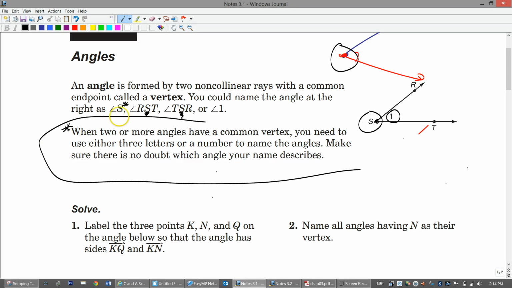But this right here is a description of why you typically can't use just the vertex to name the angle when there's more than one angle, because you don't know which one. It's ambiguous.